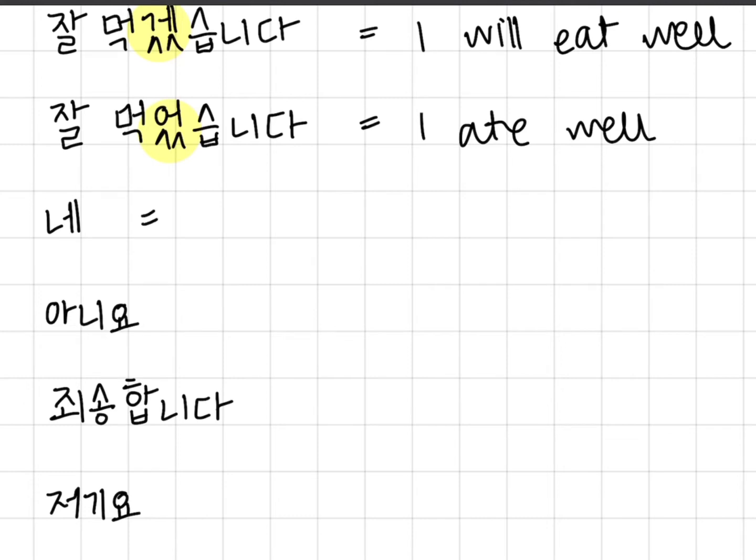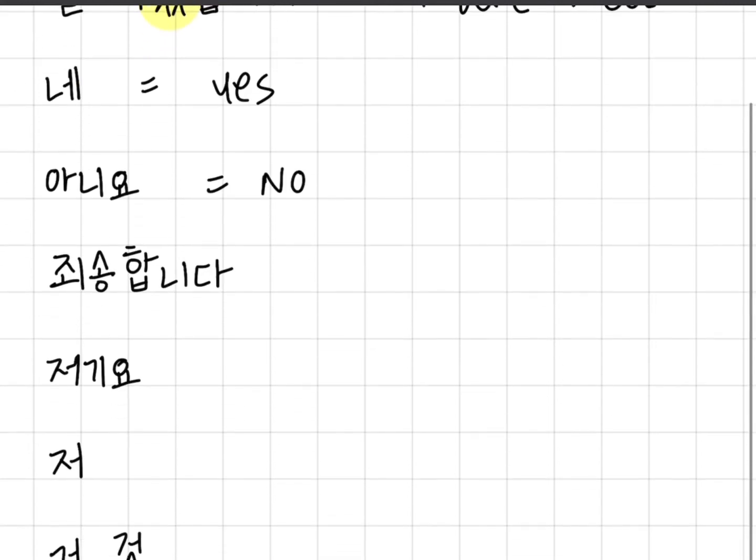네 means yes, and 아니요 means no. 죄송합니다 means I'm sorry, or I apologize. It's a really formal way to say it.